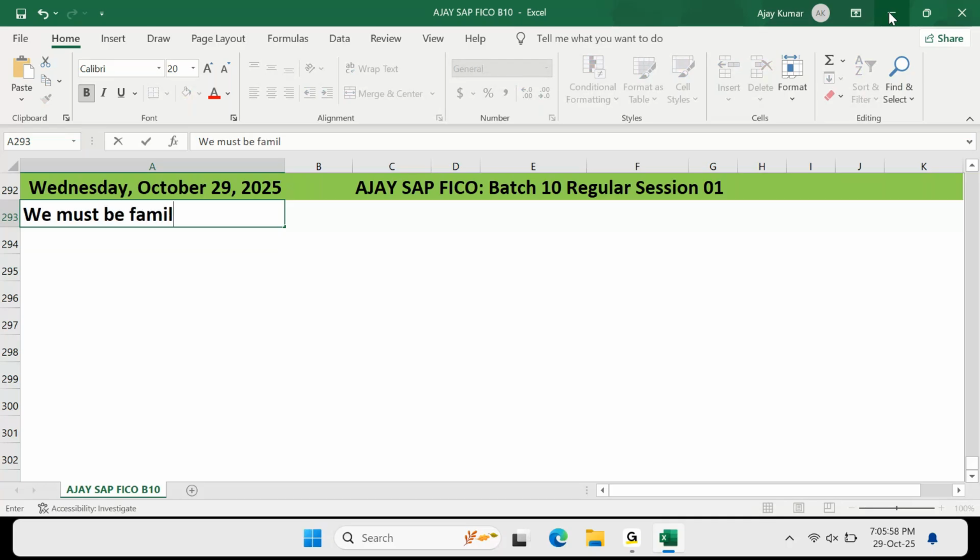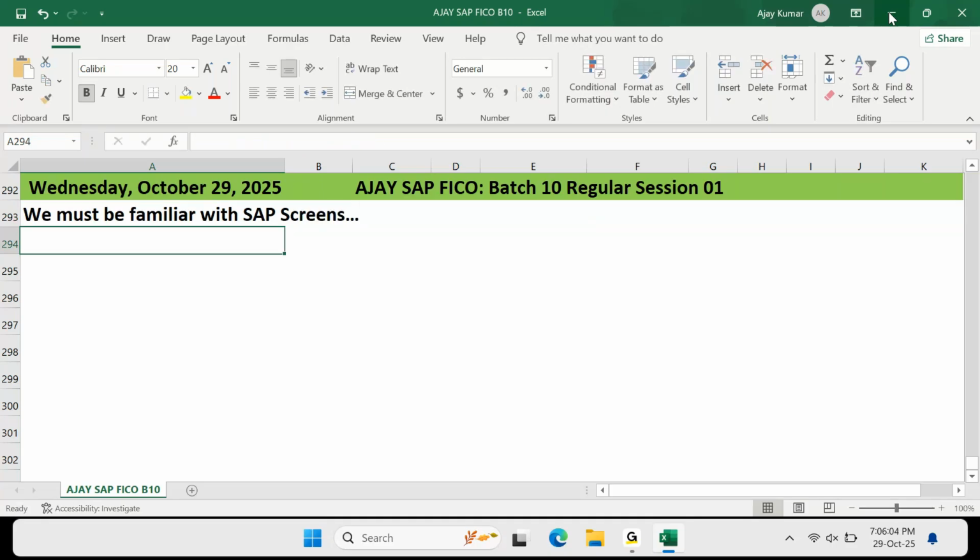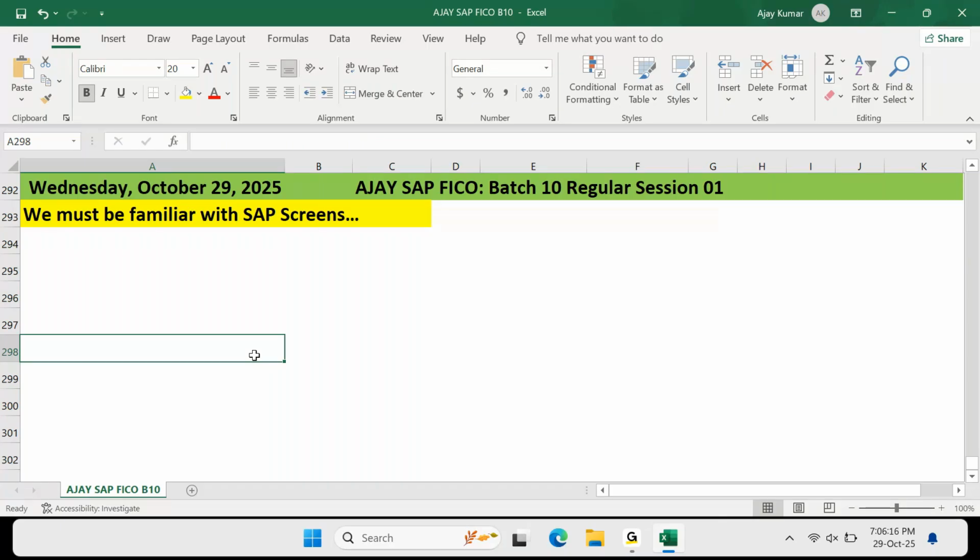we must be familiar with SAP screens. Now we are all talking about SAP FICO, but did everybody see SAP screens before? Yes, sir. Yes. No. Maybe somebody would have seen, somebody would not have seen. Okay, now let me show you what exactly an SAP screen is.